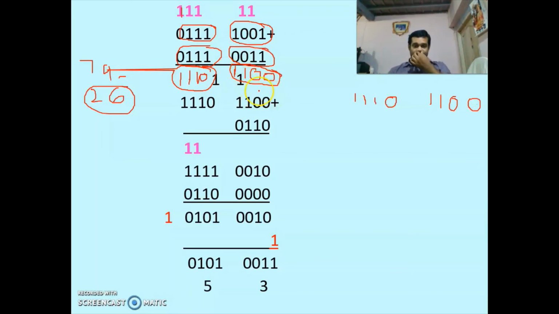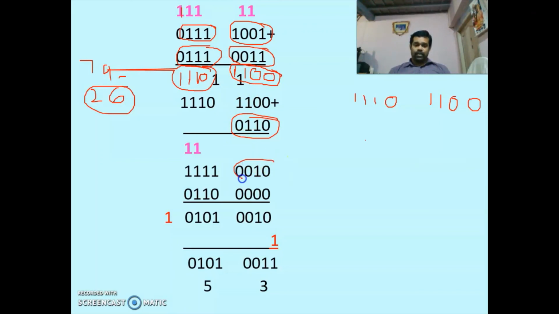So this number is 12. So it is greater than 9. We have to add a 6. So we are adding a 6 to this number. While adding 6, what you will be getting, 0 plus 0 is 0, 0 plus 1 is 1, 1 plus 1 is 10, 1 plus 1 is 10.